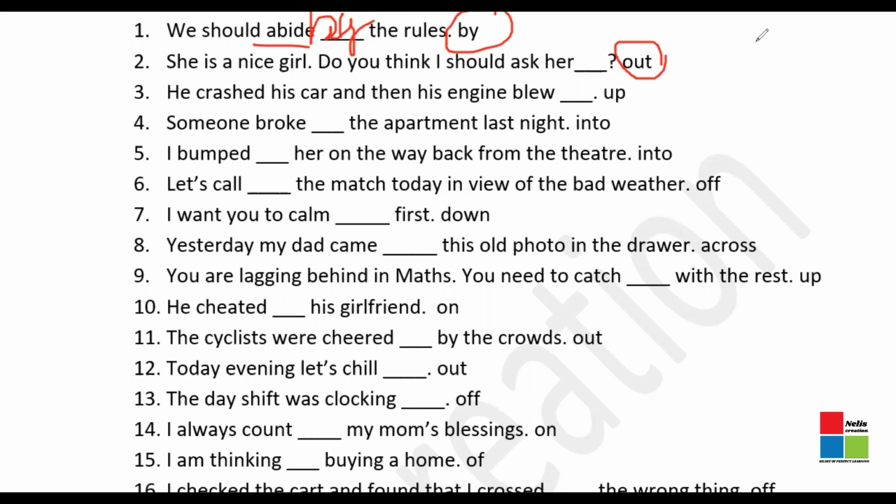He crashed his car and then his engine blew up. Engine blew up means what? Engine blew up means like a blast, a minor blast. And the car stopped functioning. So the preposition is up.